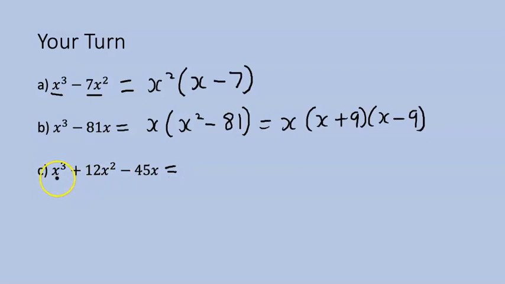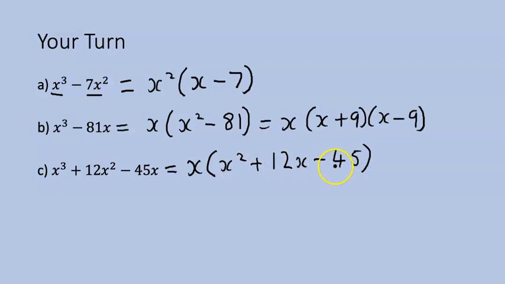Now for C, again, highest common factor is x. That goes on the outside. X cubed divided by x gives me x squared. 12x squared divided by x gives me plus 12x. And minus 45x divided by x is minus 45.